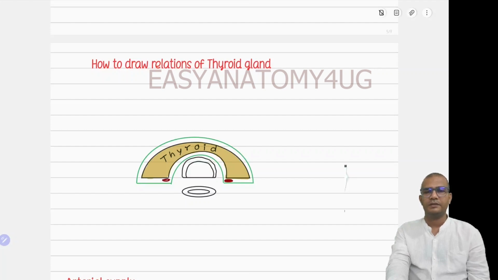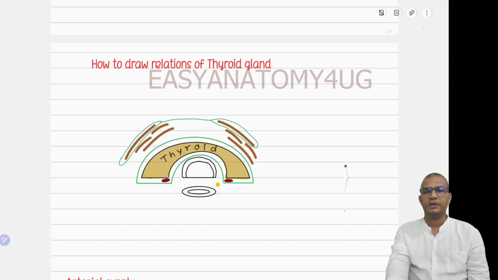Along the posterolateral surface, we will show the parathyroid glands. Anteriorly, the relations of the lateral surface: sternothyroid, sternohyoid, and superior belly of omohyoid, which are covered by sternocleidomastoid muscle on both the sides. The sternocleidomastoid is enveloped by the investing layer of deep cervical fascia. So we will draw it, investing layer of deep cervical fascia.